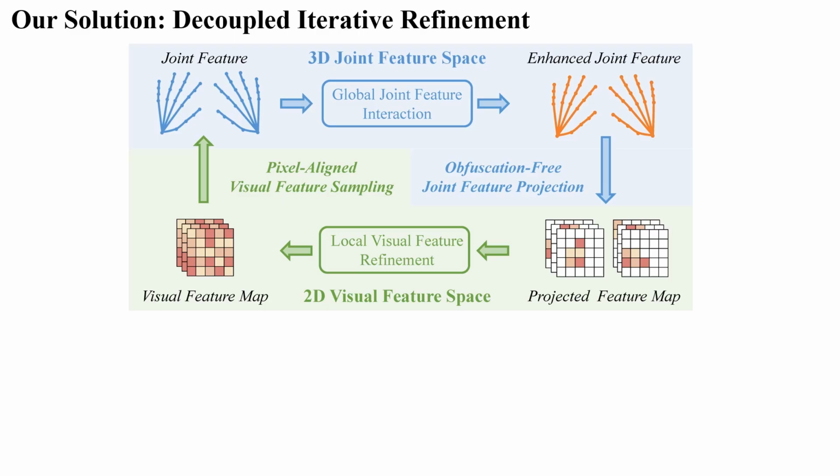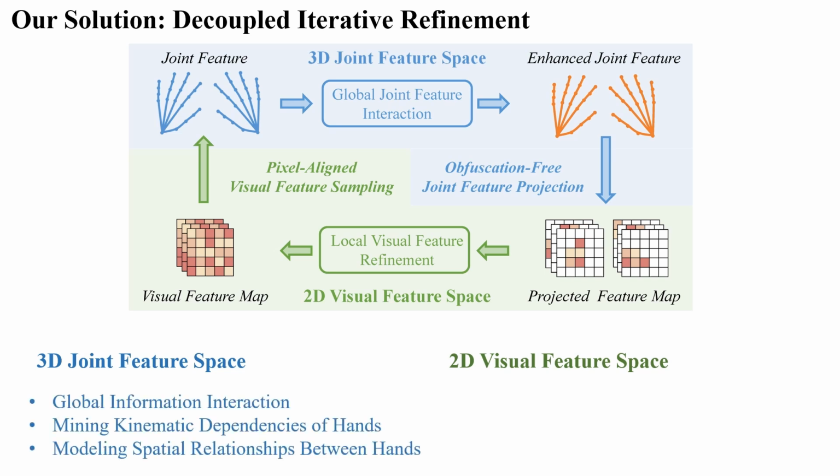To address these problems, we propose a decoupled iterative refinement framework. Its insight is to solve these two core challenges in two feature spaces with different properties. We define a 3D joint feature space and a 2D visual feature space. In the 3D joint feature space, we perform global information interaction between the two hands' joints. On the one hand, we hope to mine the kinematic dependencies of hand joints in a single hand, and on the other hand, we hope to model the spatial relationship between the two hands.